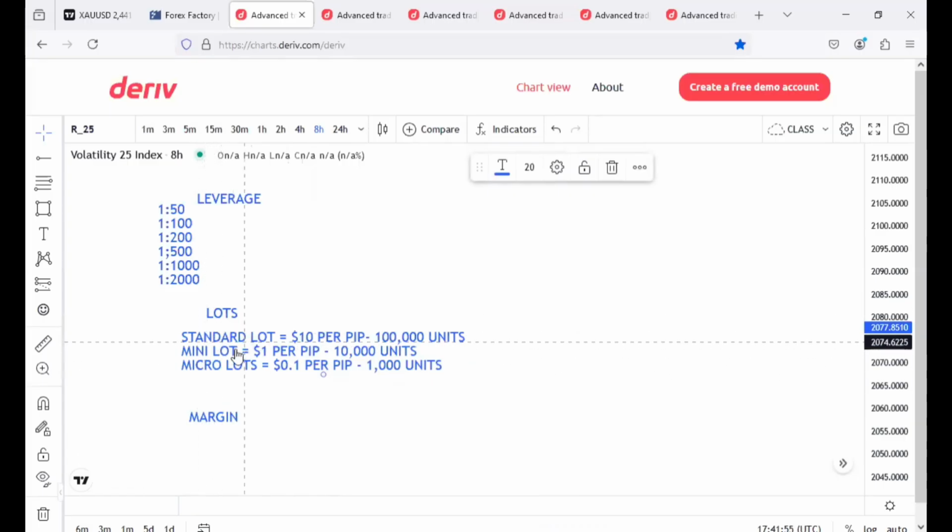Whenever they ask you what the types of lots are, we have the standard lots, the mini lots, and the micro lots. Standard lot is $10 per pip, and it is also called 100,000 units. So whenever you go into your profit calculator, you'll be seeing either calculate by unit or lot size. So this is how you identify it. Standard lot is $10 per pip, which is also 100,000 units. Mini lot is $1 per pip, which is also 10,000 units. And micro lot is $0.1 per pip, which equates to 1,000 units.